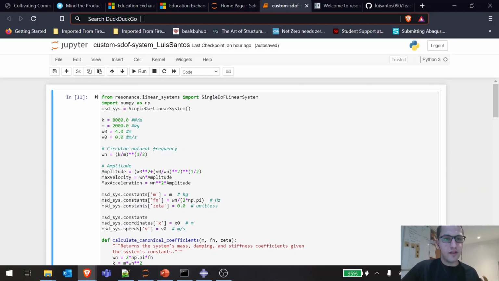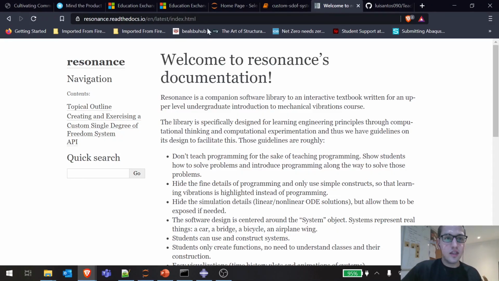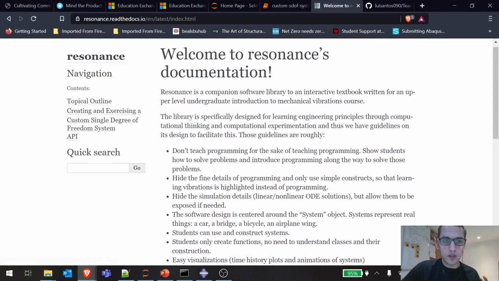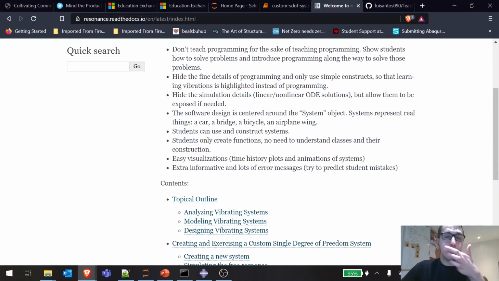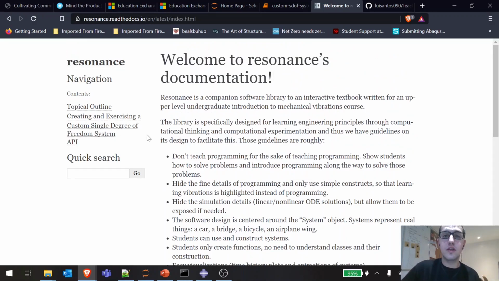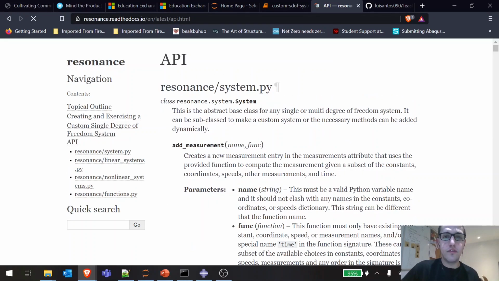So in this particular example, I'm going to use the resonance library that was developed by Jason Moore and Kenneth Lyons. I'll put the link in the description in case you want to have a look into their library and how you can create your own animations. If you're a teacher as well, you can create a lot of cool stuff with it.